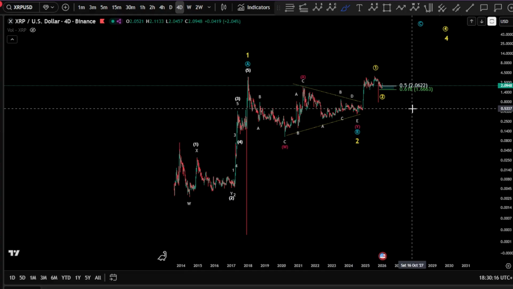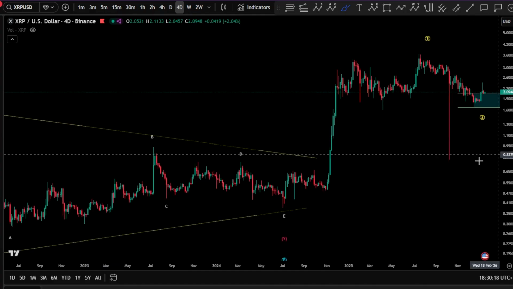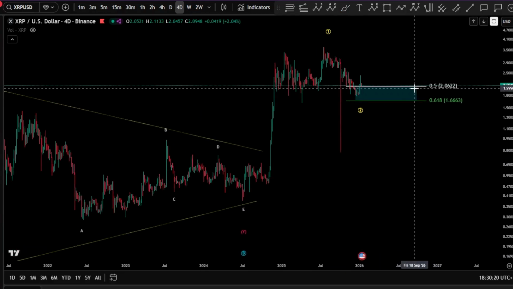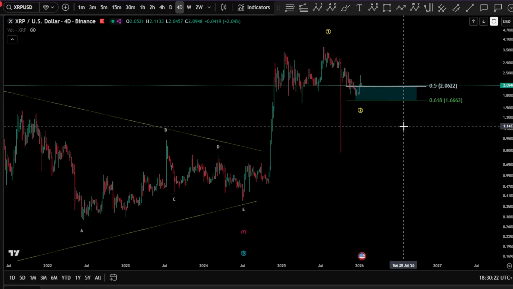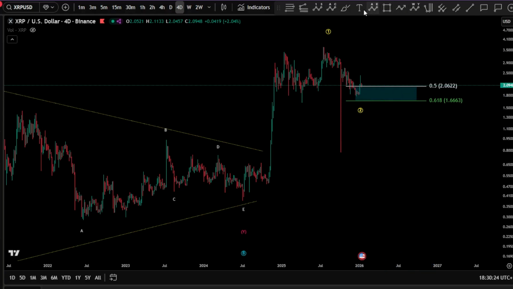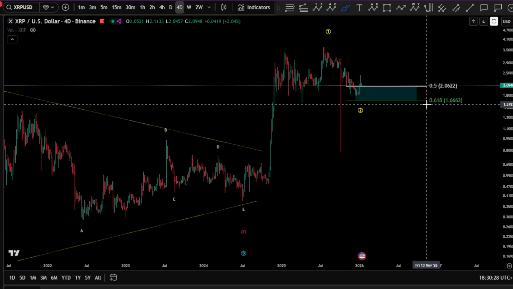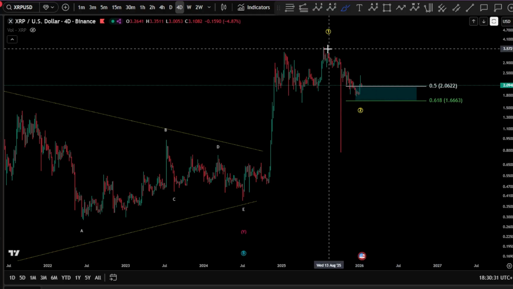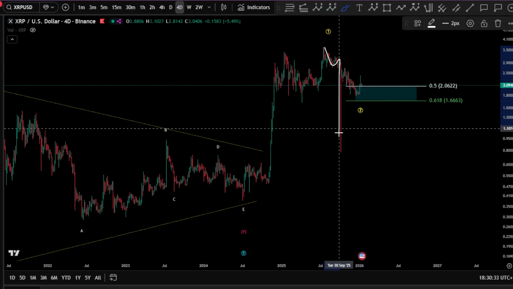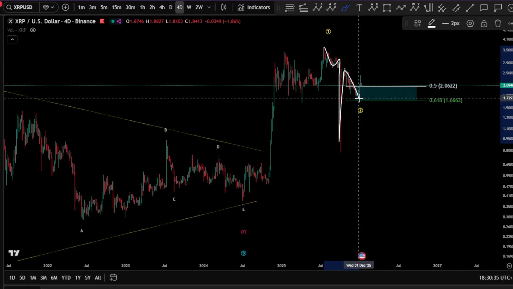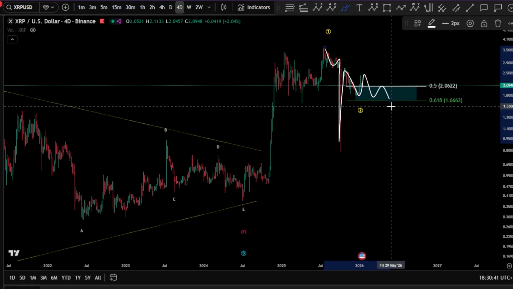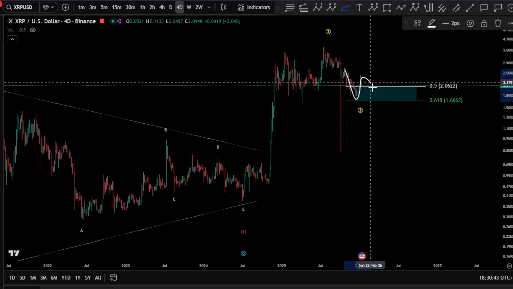wave 1. Now, as you can see, the fib level for a wave 2 is clearly potentially taken here, and we see a 0.618, which is the most common target for a wave 2 normally. Very close to it, but if we are in W, X, and a Y here, a complex structure, it can be a finished structure, but I believe that for XRP, there is something missing still.